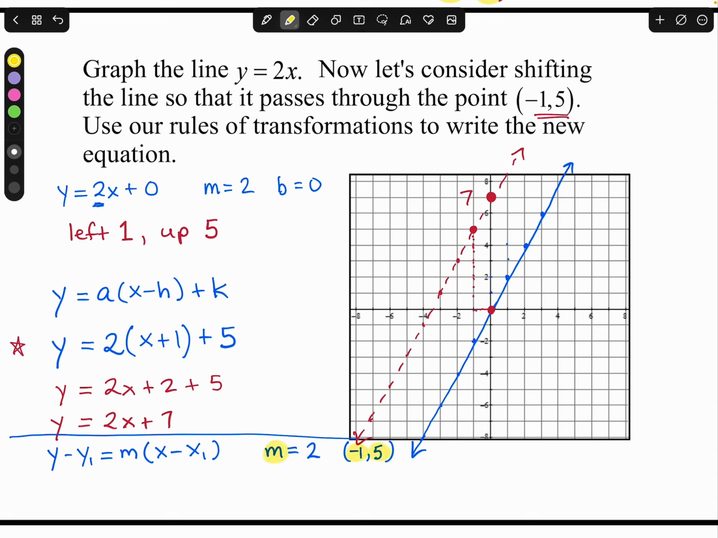I want you to think about it: let's take those and substitute them into the equation where they would go. So what we're going to have is y minus, our y coordinate was 5, so y minus 5 equals our slope, which is 2, times the quantity of x minus negative 1. So if we did minus a negative 1, that's going to end up turning into just plus 1.